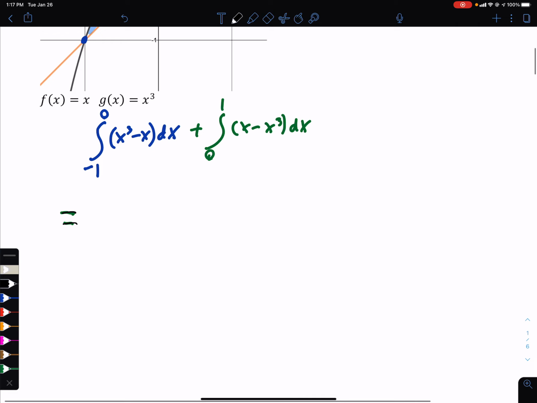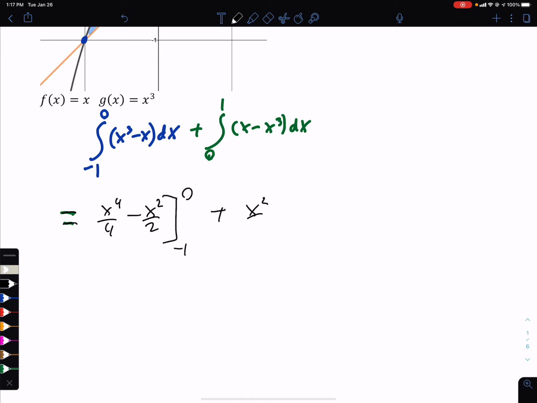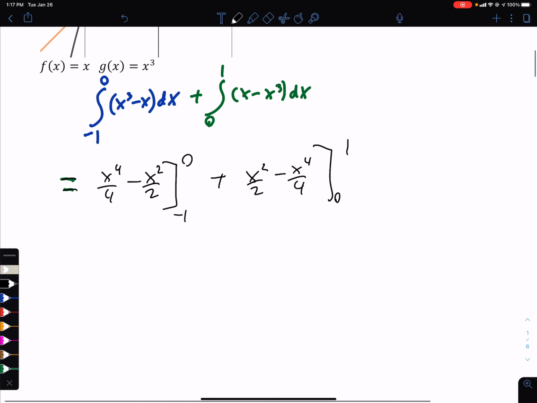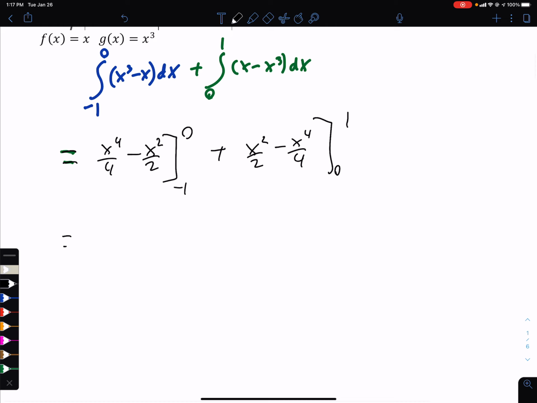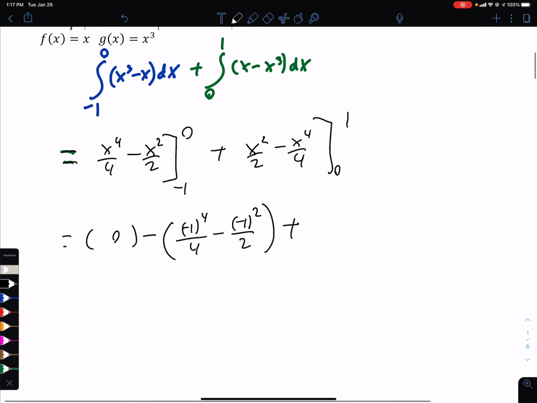The antiderivative is going to be x to the fourth over 4 minus x squared over 2. And the antiderivative here is going to be x squared over 2 minus x to the fourth over 4. Let's plug in 0. When you plug in 0, you're going to get 0. Then you subtract and you plug in -1. So let's do that. So that's the first integral. The second integral, you're going to plug in 1 first.